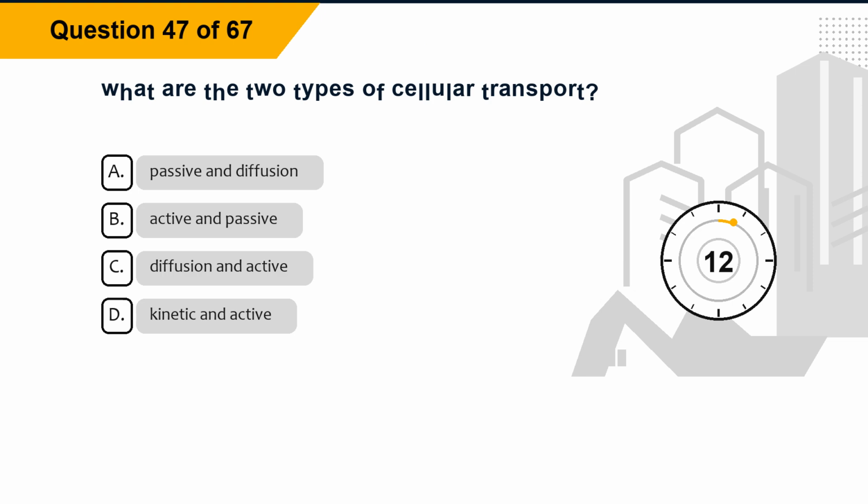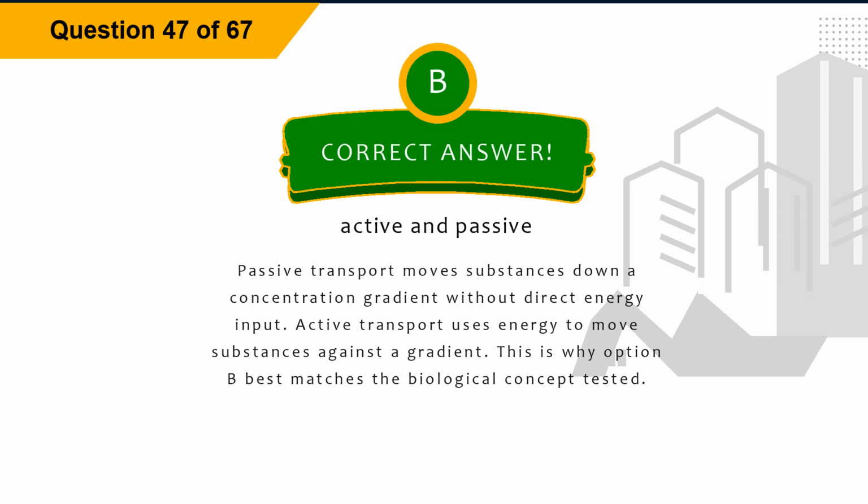Question 47. What are the 2 types of cellular transport? Option A, passive and diffusion. Option B, active and passive. Option C, diffusion and active. Option D, kinetic and active. The correct answer is option B, active and passive.